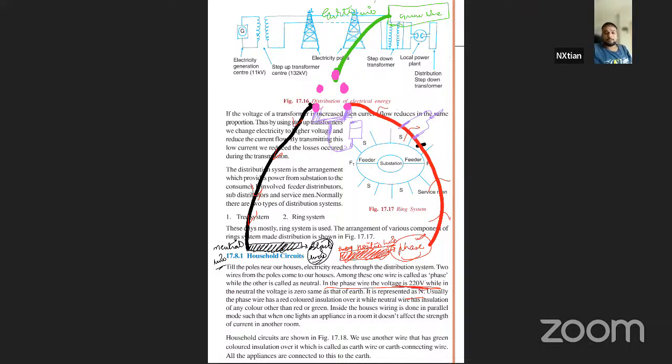Now, what is the use of this? For example, you have a fridge. Okay, the fridge is made up of which body? Metal body. Now, when electricity is passing through the fridge, there is a problem that the metal body can get electric current. For that, we use this wire. Which wire? This wire.